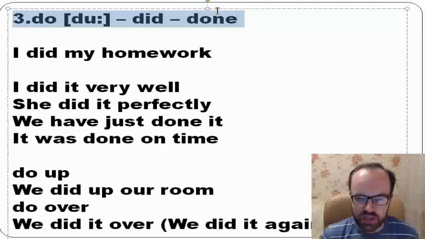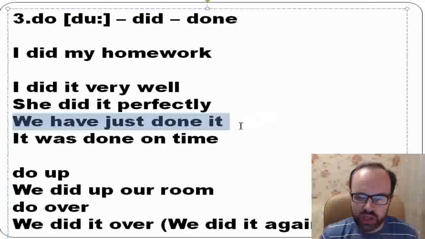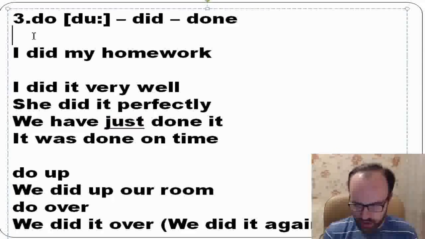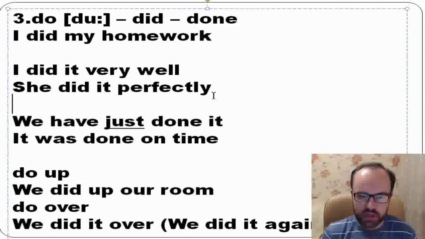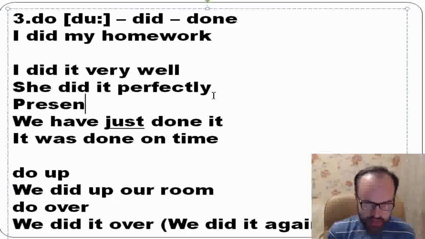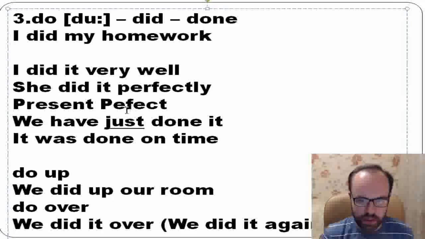Do, did, done. I did my homework. I did it very well. She did it perfectly. We have just done it. So just tells us that we need to use present perfect. It was done on time. So, we have just done it. It's present perfect. So we talked about its formation.